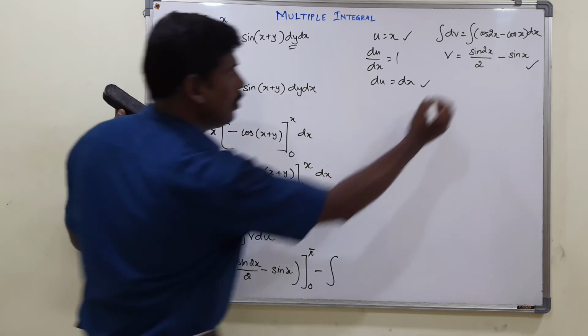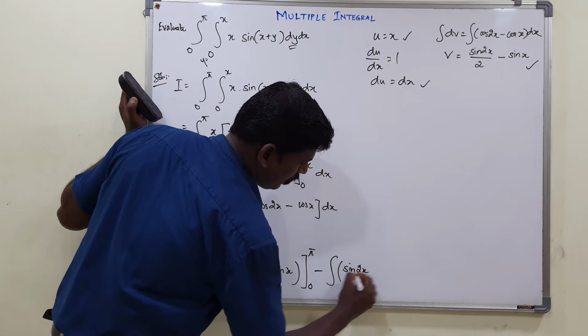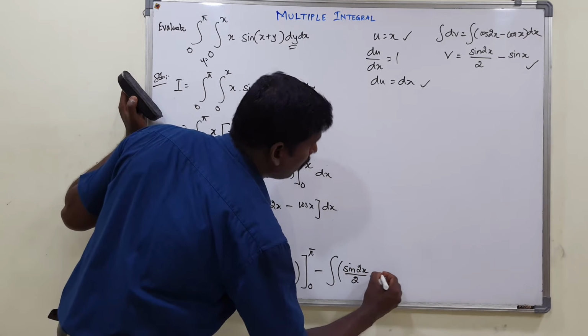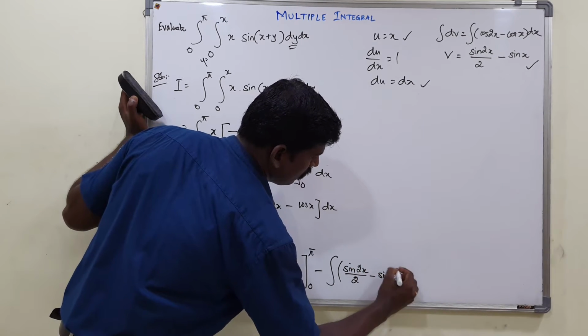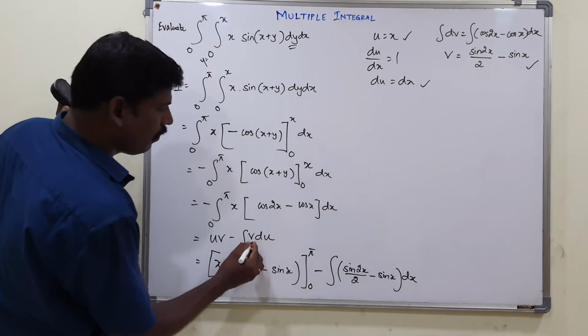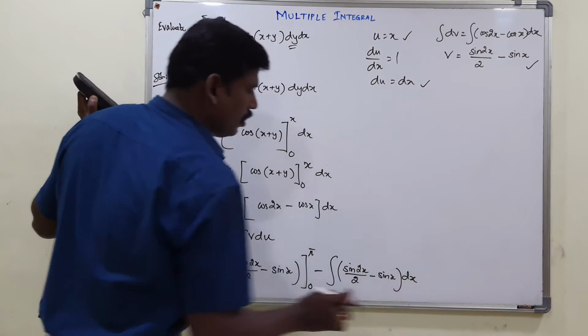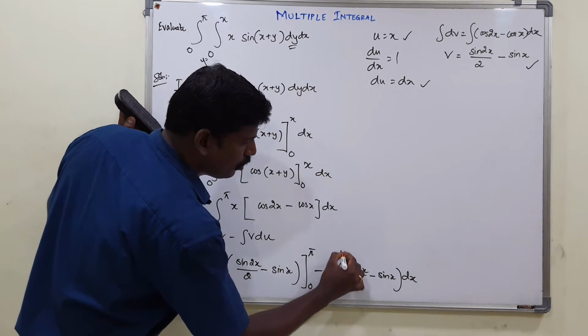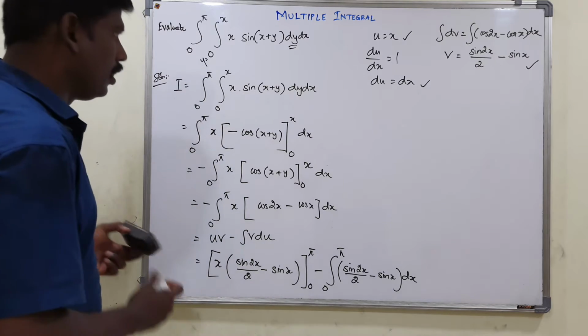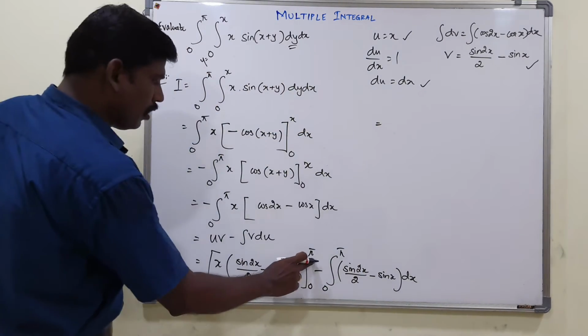What is v? Sin 2x by 2 minus sin x, into dx. What is du? du is dx. So write it here. What is the limit for this interval? 0 to pi. Now I am going to apply the limit for this. What about the upper limit?